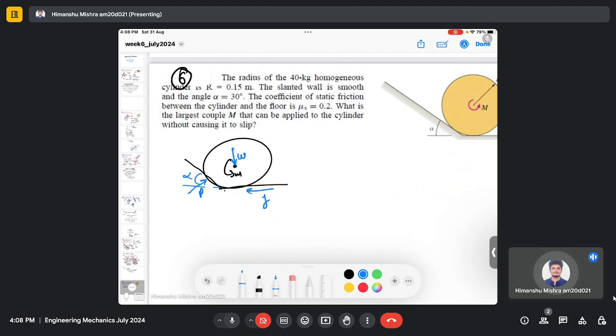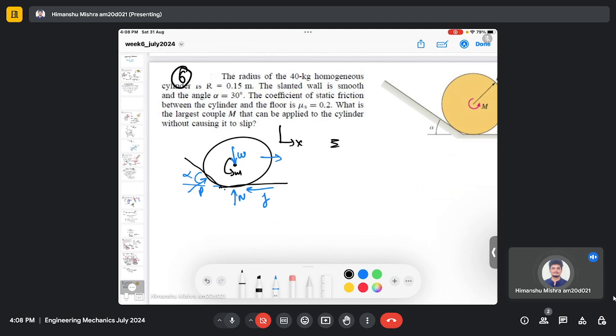So this moment actually tries to rotate the ball, and the ball will move from left to right direction, and therefore the friction force will be opposite. Then there will be a normal force here, N. So if you do the force balance analysis, with Cartesian coordinates x and y, in the x direction and equate it to 0, then you have P sine alpha minus F equals 0. So P sine 30 minus F equals 0. So this is equation 1, because we don't know P and F both.